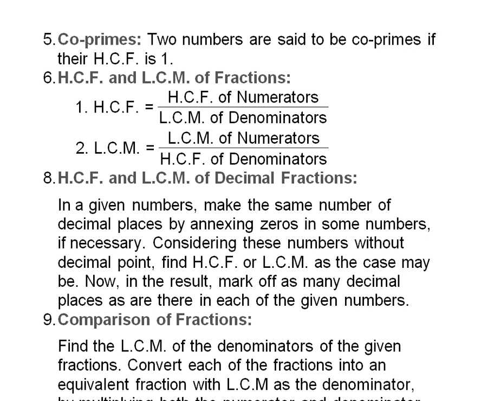So what happens if we have decimal numbers? Make the same number of decimal places by annexing zeros in some numbers if necessary. Considering those numbers without decimal point, you have to calculate the HCF and LCM. Now in the result, mark off as many decimal places as are there in each of the given numbers.